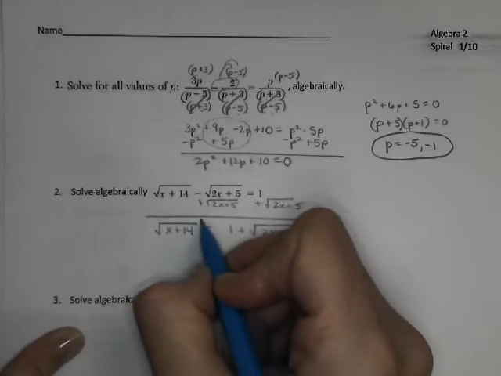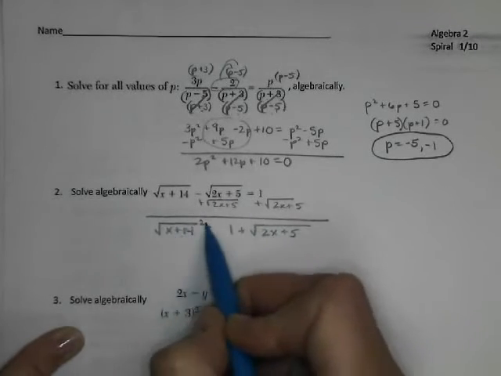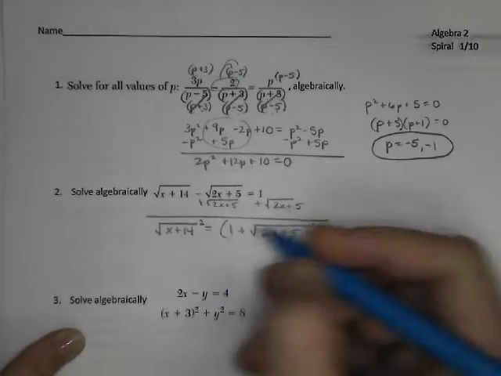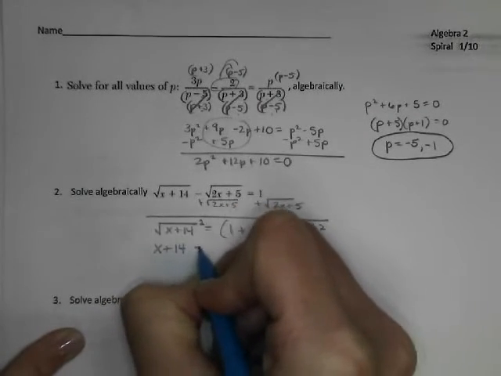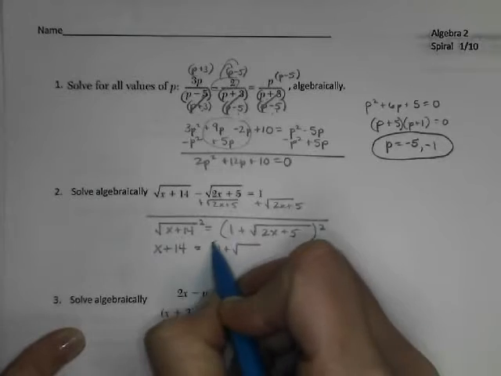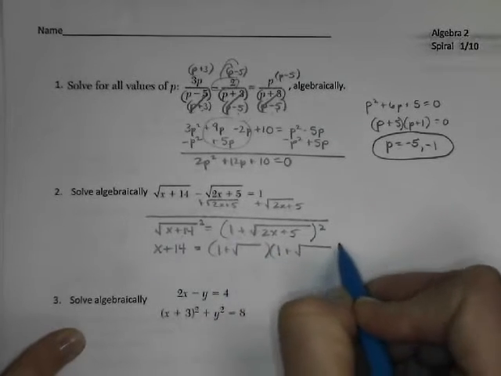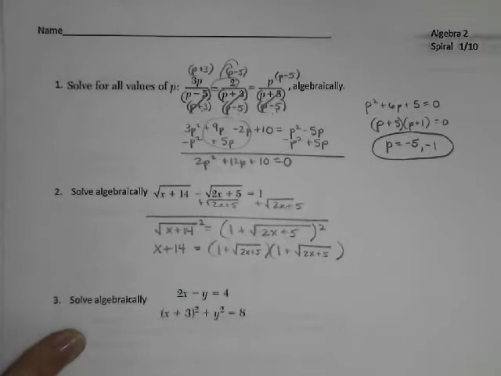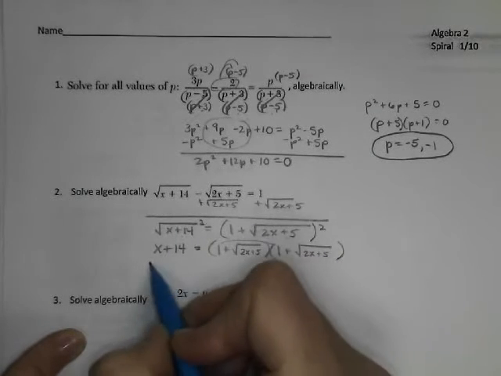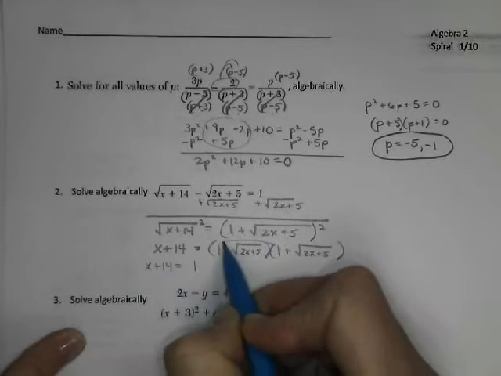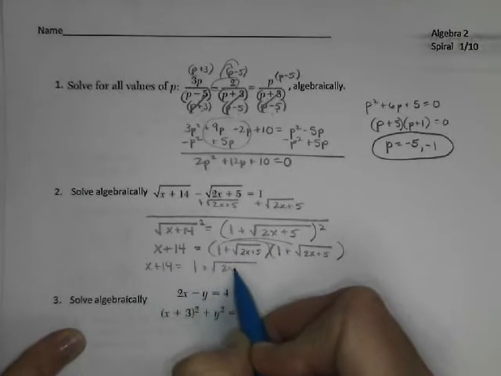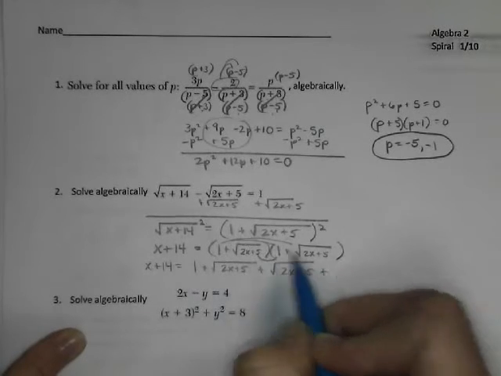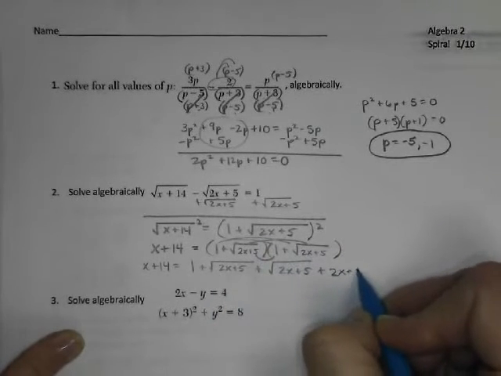But isolate the radical, square both sides. So when you square this side, the isolation makes the square and the square root just cancel. But when you square this side, because it's something plus something, we have to FOIL. So this side becomes x plus 14, no problem. This is 1 plus the radical times itself, 1 plus the radical. So on the right-hand side, I have to FOIL, and I get 1 plus root 2x plus 5 plus another root 2x plus 5 plus 2x plus 5.